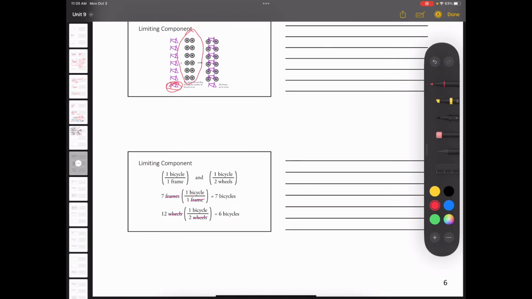So again, for every 1 frame, I will generate 1 bicycle, correct? But on the other hand, for every single bicycle, I'll need 2 wheels. So if I have 7 frames and the conversion is 1 frame per bicycle, I can cancel out the frame. That means I will ideally have 7 bicycles. When it comes to the wheels, on the other hand, I have 12 wheels, but I need 2 wheels per bicycle. So the wheels cancel out, and then I will have 6 bicycles. So the wheels in this case are the limiting component.